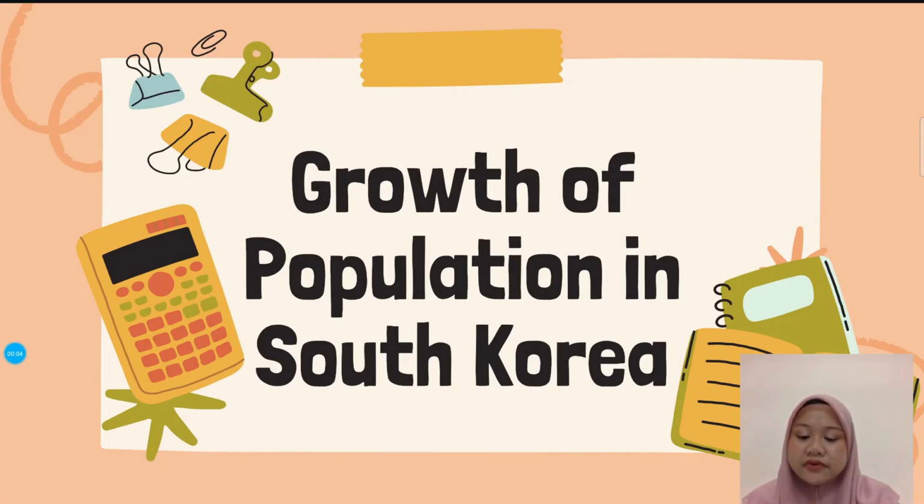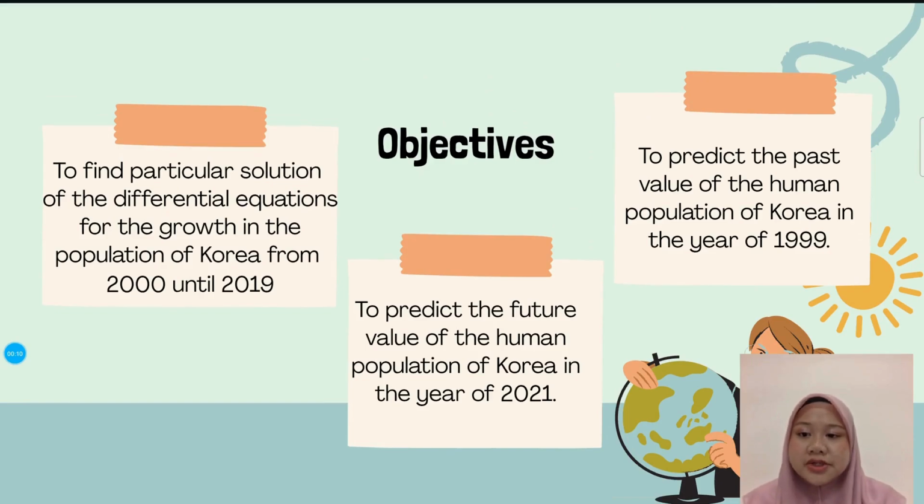We are from Group 5. We'll be presenting about the growth of population in South Korea. The objective is to find the particular solutions of the differential equations for the growth in the population of Korea from 2000 until 2019. Second, to predict the future value of the human population of Korea in the year 2021. And lastly, to predict the past value of the human population of Korea in the year 1999.